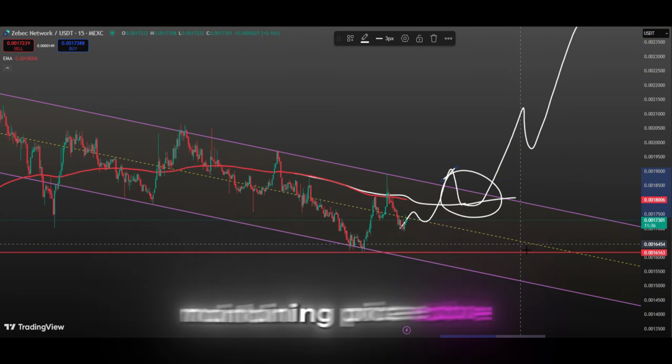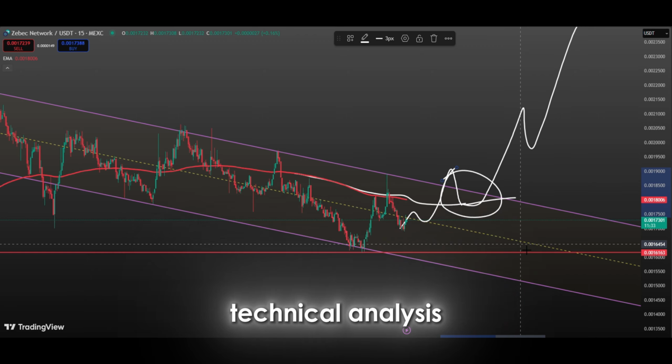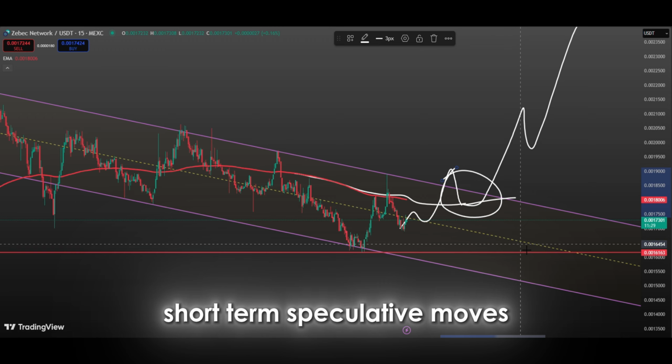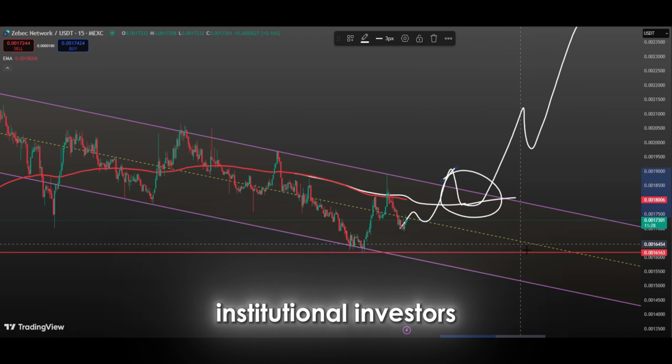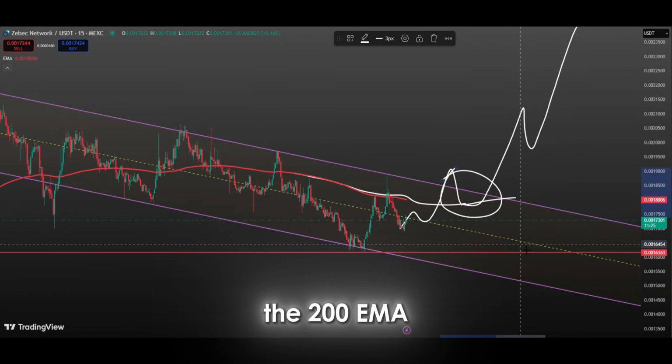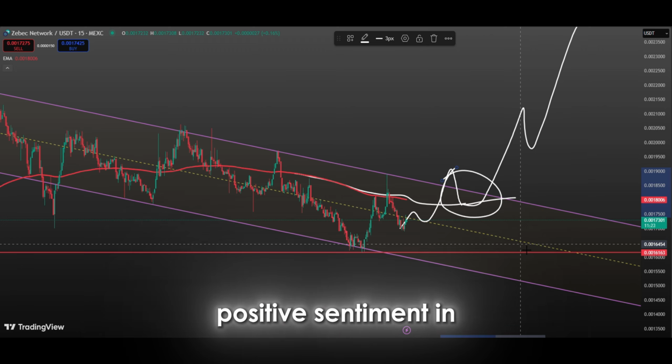In particular, maintaining price above the 200 EMA is considered a strong signal in technical analysis that the trend has shifted upward. This is because the average is closely followed not only for short-term speculative moves, but also by institutional investors and professional traders. Therefore, a breakout above the 200 EMA generates a buy signal for many investors and creates a positive sentiment in the market.